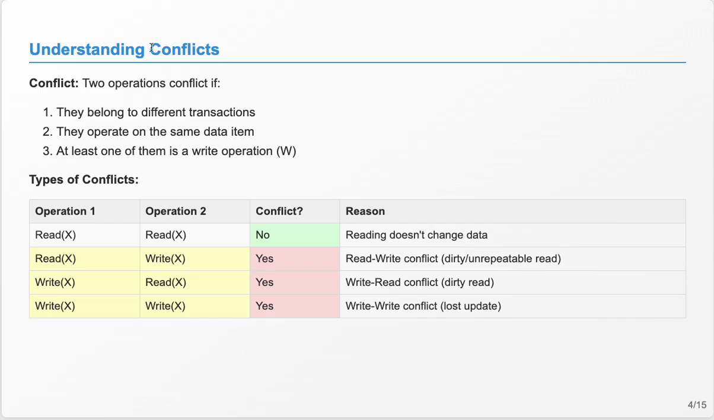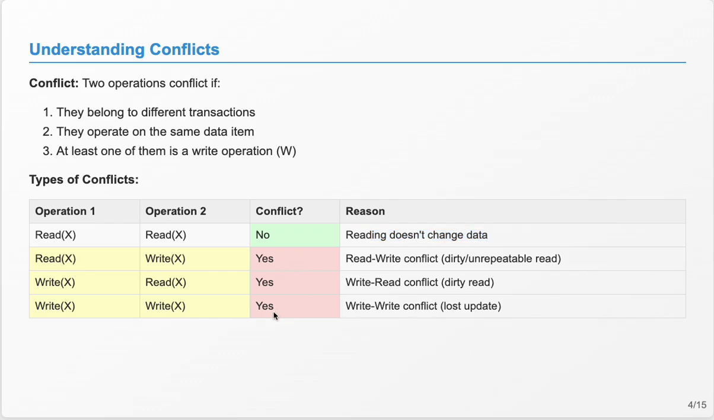Now let's understand what we mean by conflicts. Two operations conflict if they meet three conditions. They belong to different transactions, they operate on the same data item, and at least one of them is a write operation. Looking at the types of conflicts in our table, two read operations on the same data item don't conflict. This makes sense because reading doesn't change data.